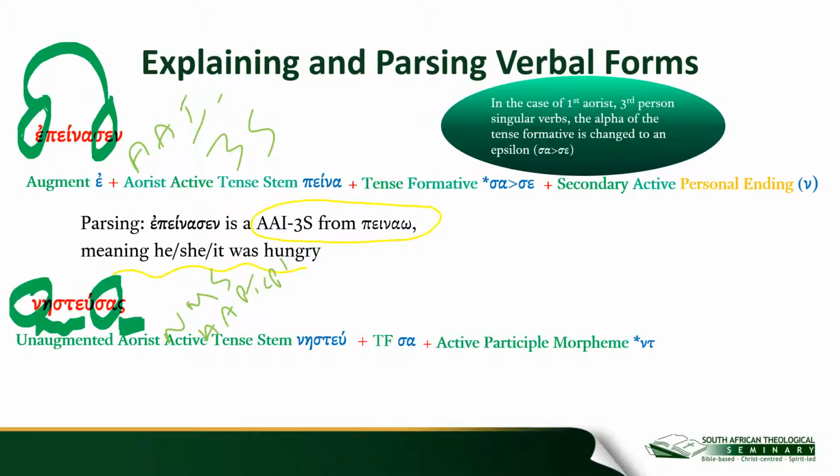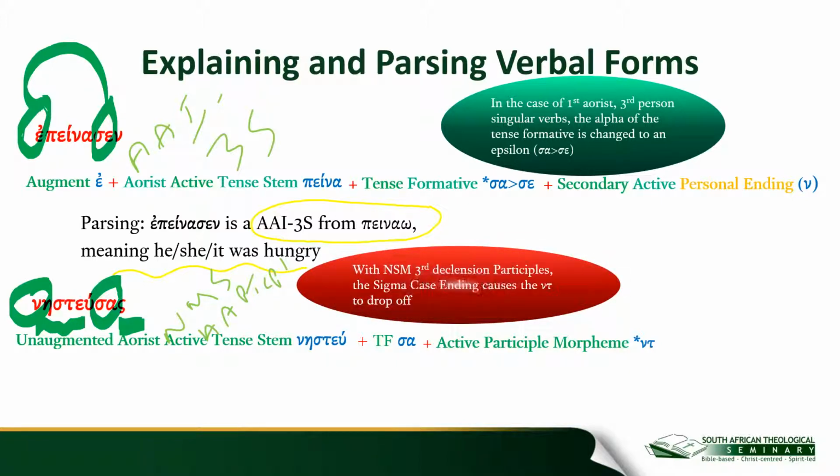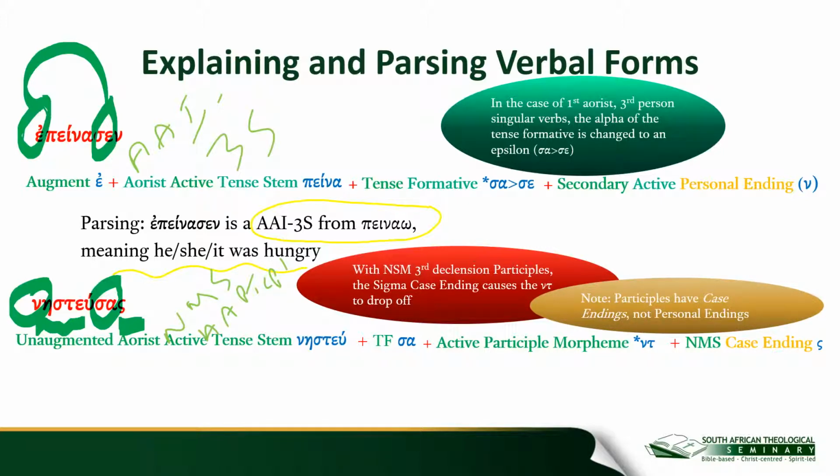I just want to stand still here for a second. This is why it is so important that you know your rules. Because if you see a participle with a sigma case ending, and you don't see the nt, you know that the rule says that because of the sigma case ending, the nt drops off. If you don't know your rules, you are going to struggle to recognize what type of participle this is. And then the last building block is a nominative masculine singular case ending sigma, which we have said causes the nt to drop off.